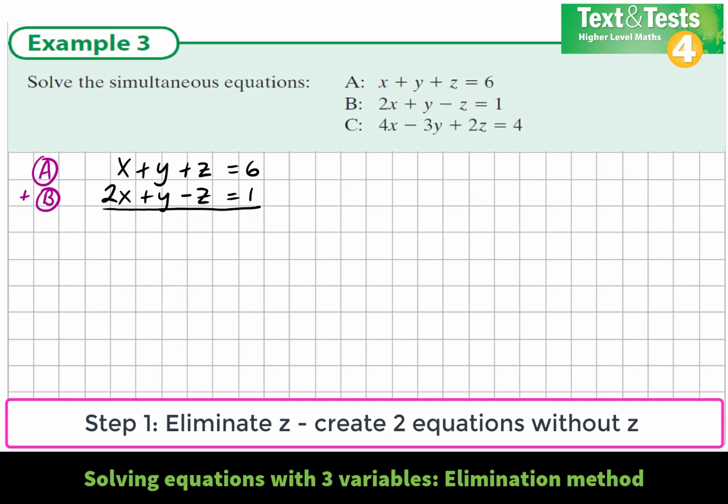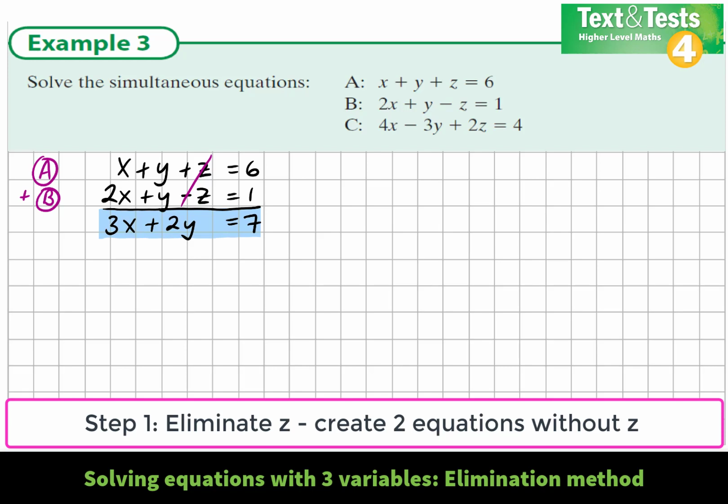So I have x and 2x, that's 3x. I have y plus y is 2y. The z's add up to 0, and I have 6 and 1 is 7. So this is a new equation with x and y in it. I'll call this equation D.